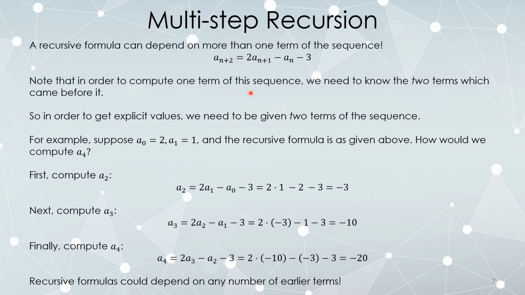Now this was an example where 2 consecutive terms were used to define the next one. There's really no limit on this. I can have a recursive formula that needs 38 consecutive terms of a sequence to get the next one.